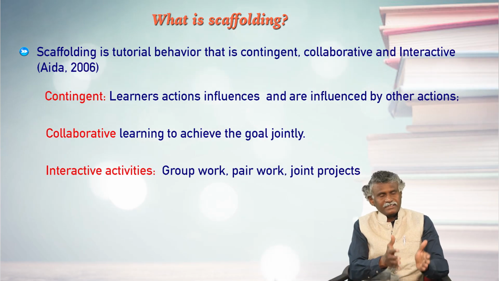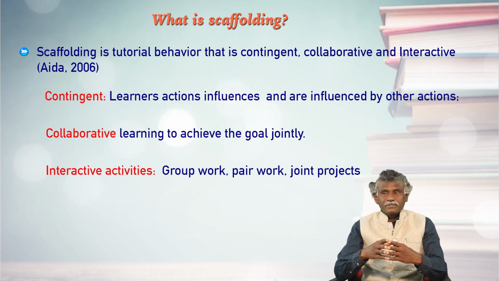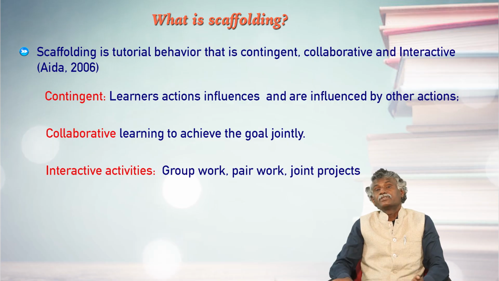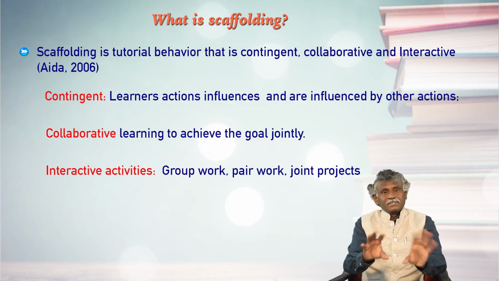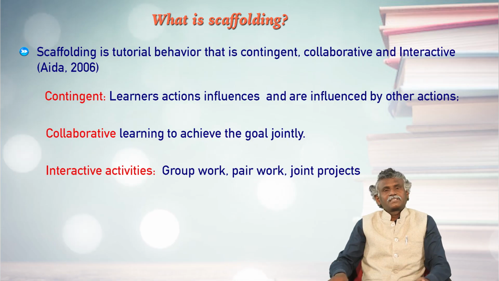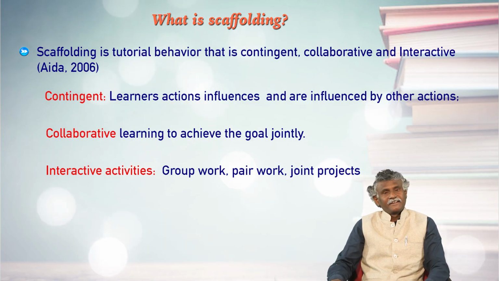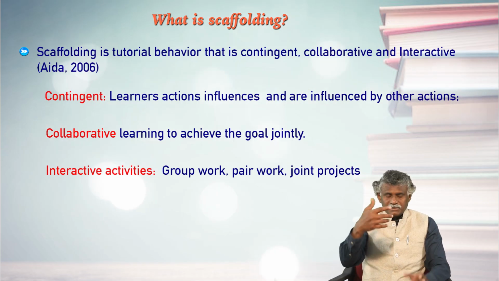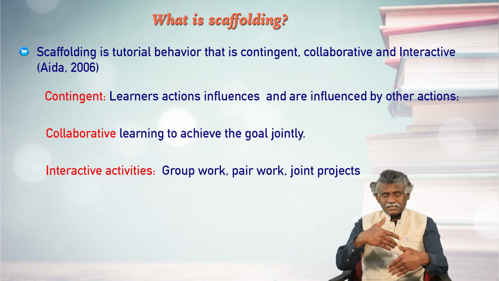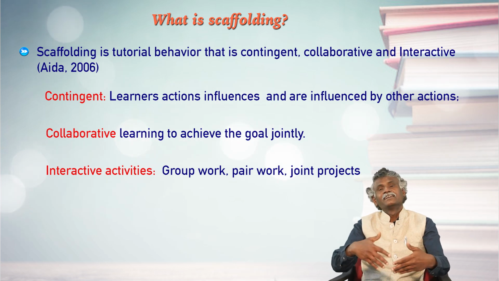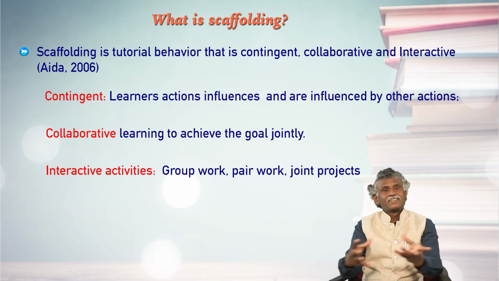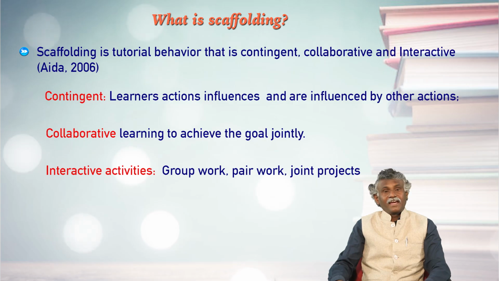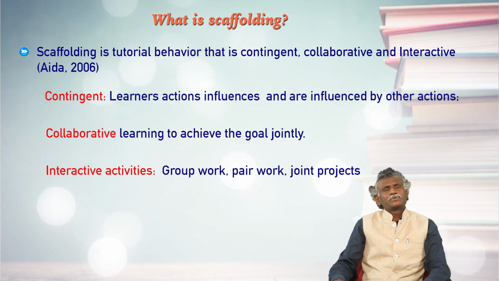Suppose I am a learner sitting in the classroom and I am looking forward to someone, unknowingly. If someone explains to me or supports me with some complementing ideas, it would be fine. Then the particular learner is influenced by others, and someone who gives support actually influences the other. That is contingent. We call it contingent because it is a kind of tutorial group behavior, and collaborative learning to achieve a goal jointly.